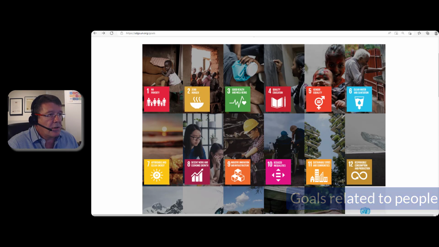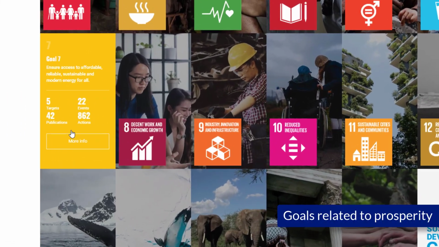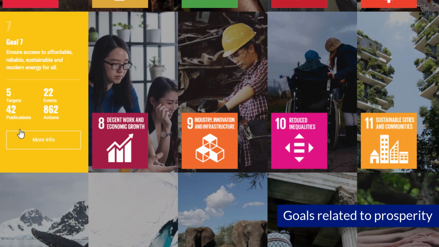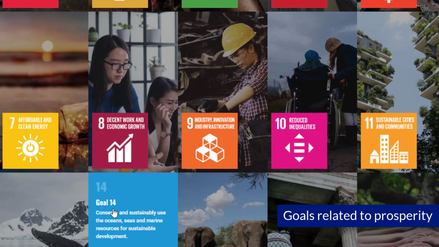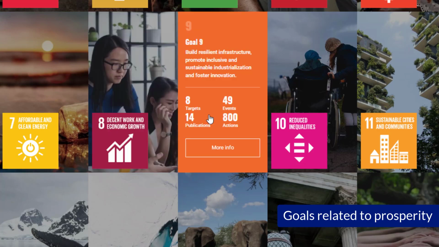If we now look at the prosperity theme, we look at SDG 7, which has 5 targets. Affordable and clean energy, ensure access to affordable, reliable and sustainable modern energy for all. Goal 8, decent work and economic growth, promote sustained, inclusive and sustainable economic growth, full and productive employment and decent work, 12 targets on that.